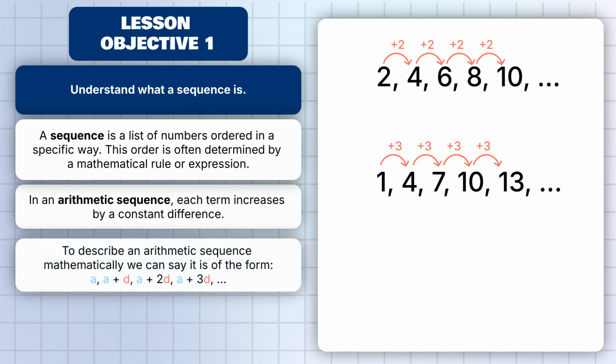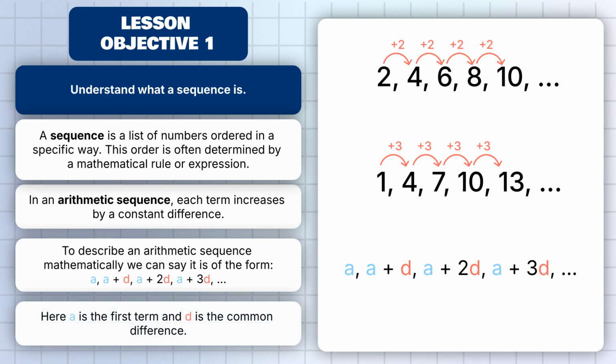To describe an arithmetic sequence mathematically, we can say it is of the form a, a plus d, a plus 2d, a plus 3d, and so on, where a is the first term and d is the common difference.